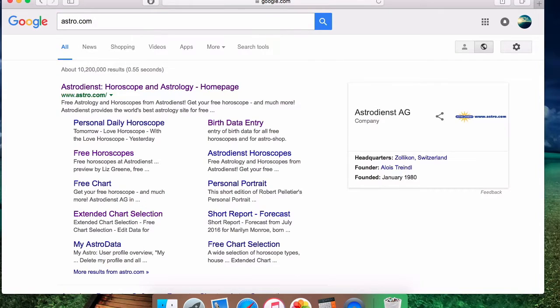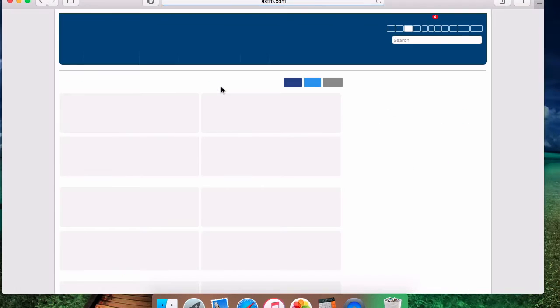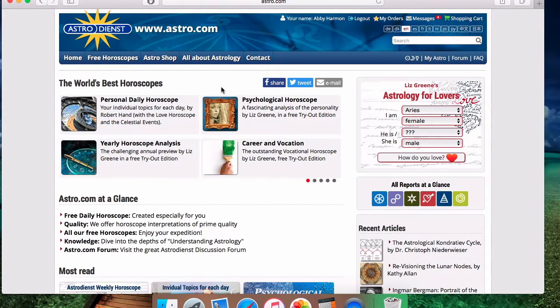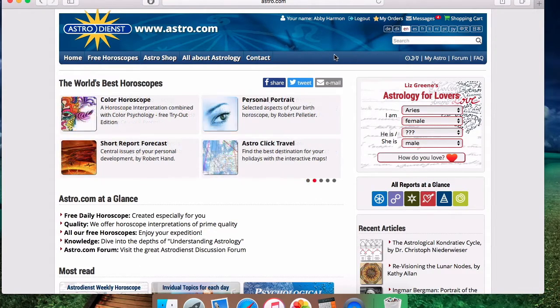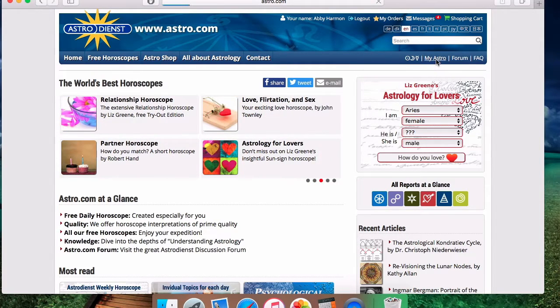astro.com. This is a website called Astrodienst. It's really old and you can make a free account here and you can keep, I think it's up to 100 free natal charts at a time. So I'm already logged in because I've had this account for a while. So I'm going to go to My Astro.